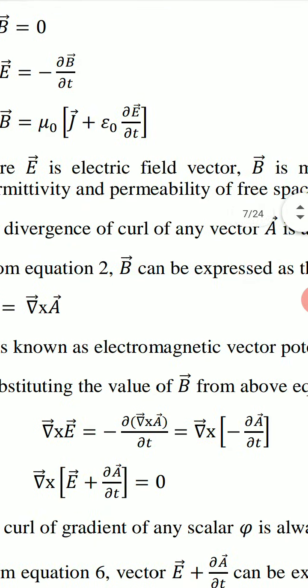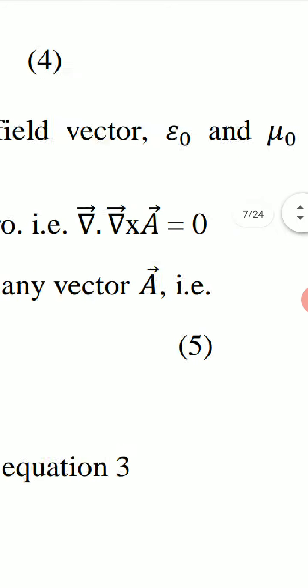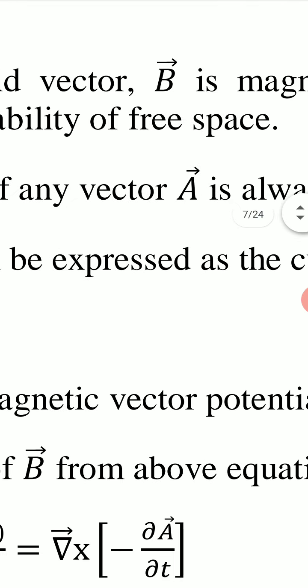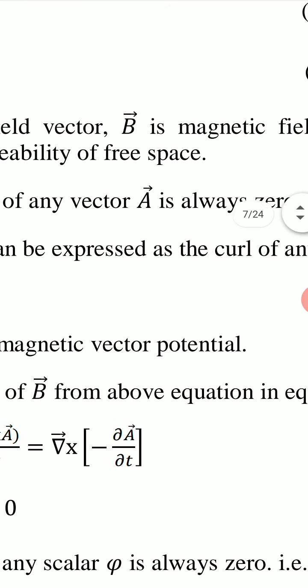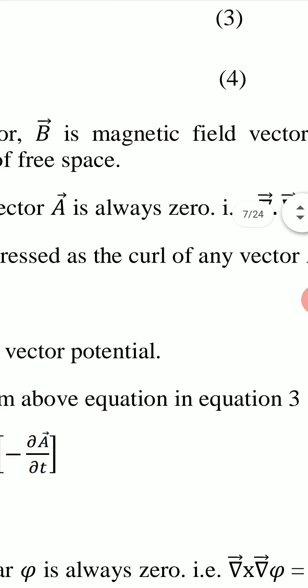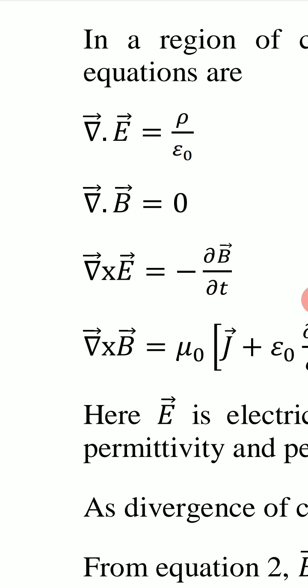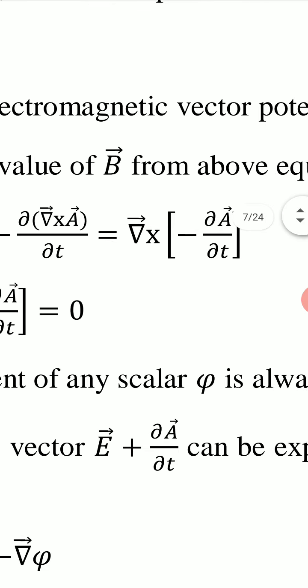As divergence of curl of any vector A is always 0, that is del dot del cross A is always 0. Del cross A is curl A and del dot means divergence. So divergence of curl A is 0. From the second Maxwell equation, del dot B is 0 and del dot del cross A is always 0, so B vector can be expressed as the curl of any vector A. So we can write B vector as del cross A. Here A vector is known as electromagnetic vector potential.